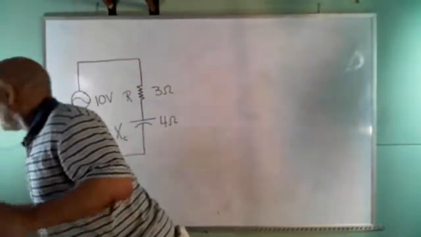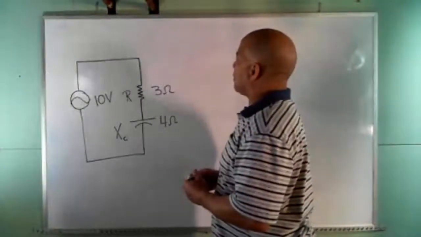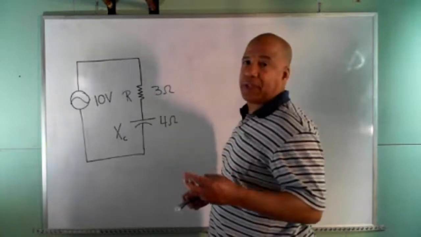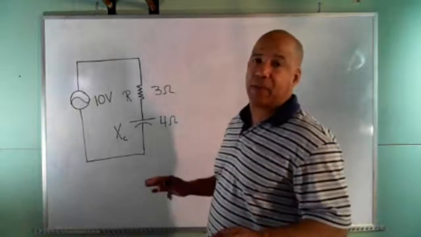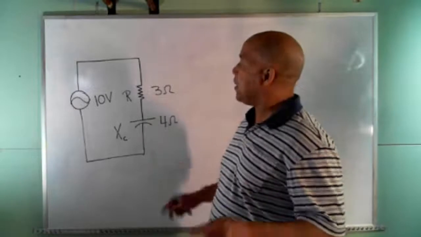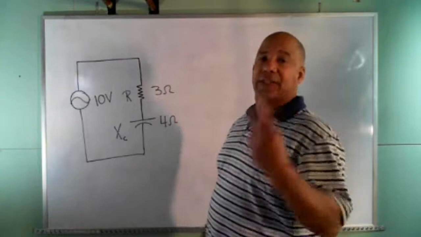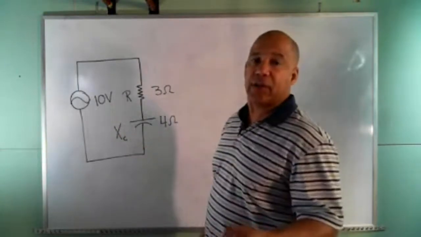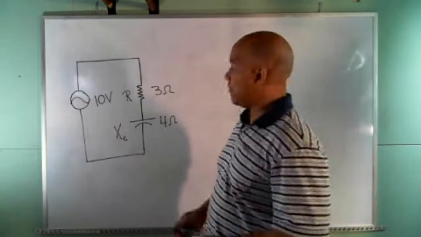So let's do an analysis. I want to find current, voltage drops, and total opposition. In any series circuit, I don't care if it's AC or DC, they're all done the same way. The first thing you do is find the total opposition. The second thing is to use that total opposition and the voltage to get the current. And the third thing is to use the current to get the voltage drop across each component. So let's walk through that.